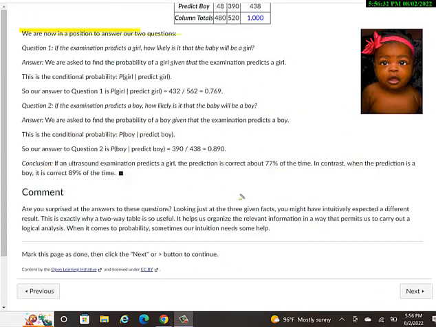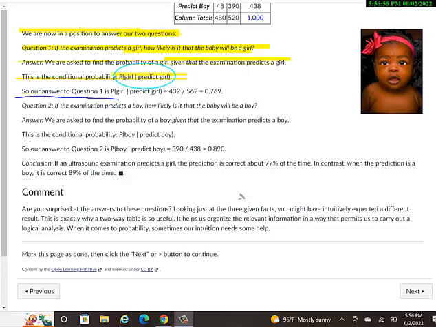We're now in a position to answer our two questions. First, if the examination predicts a girl, how likely is it that the baby will be a girl? Answer. We are asked to find the probability of a girl given that the examination predicts a girl. This is a conditional probability like we wrote above. What's the probability? This is how they're writing it. Probability of a girl given that we predicted it's a girl.